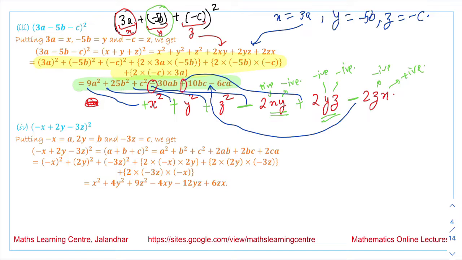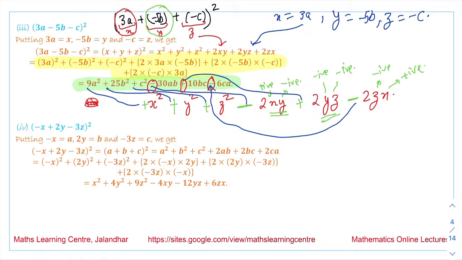Because the terms y and z are negative, when we are multiplying y and z, the final answer will be positive. When we are taking the square of y and z, the answer is positive. When we are multiplying x and y, and x and z, the answer is negative.